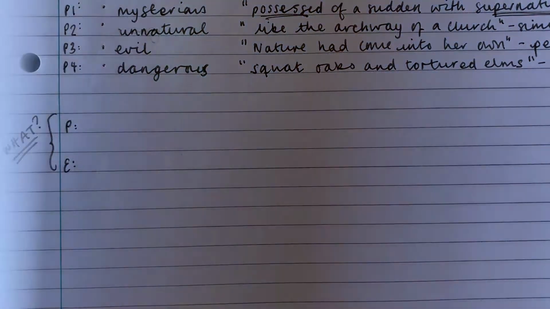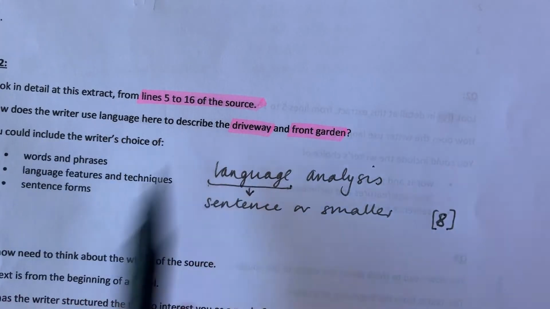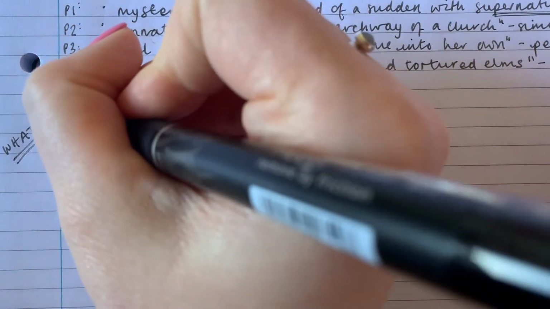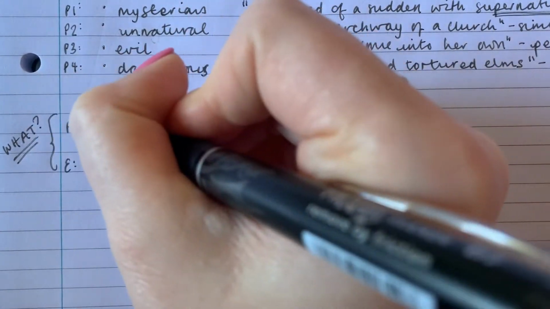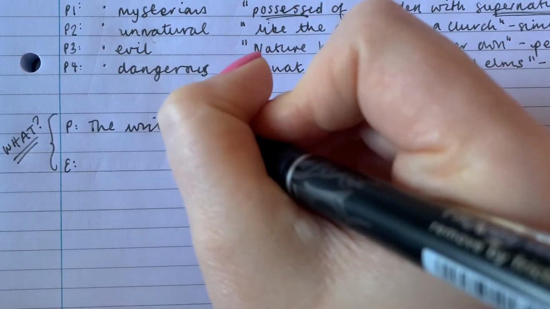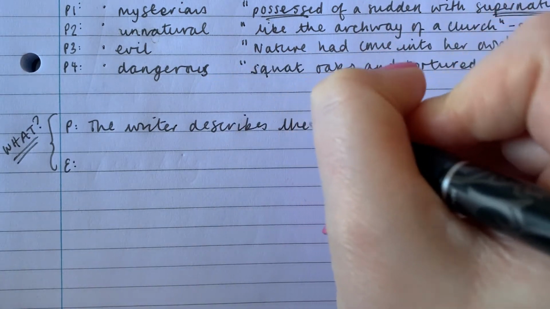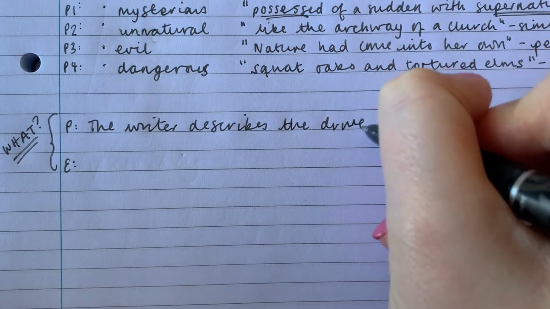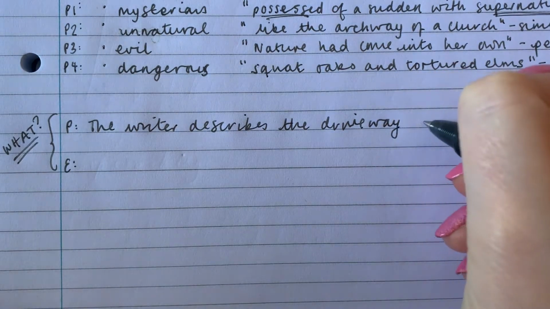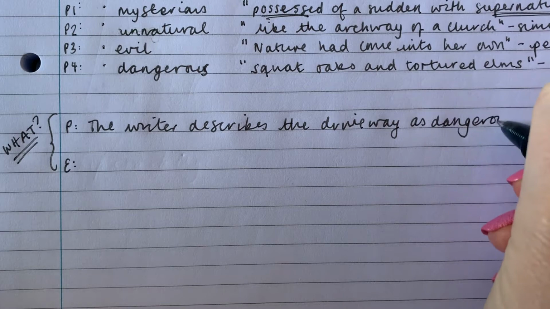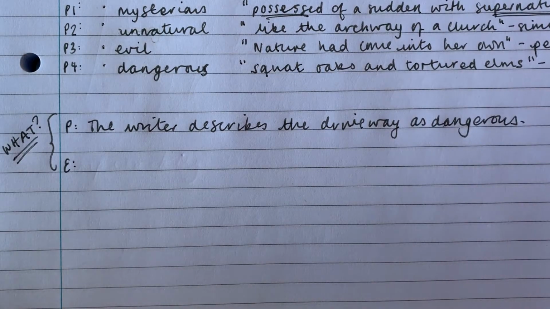So if the question is, how does the writer use language to describe the driveway and the front garden? I need to answer that question, don't I? So the writer describes the driveway as dangerous. Nice and simple. Now I need to obviously put in a quotation. I need to embed that slightly.